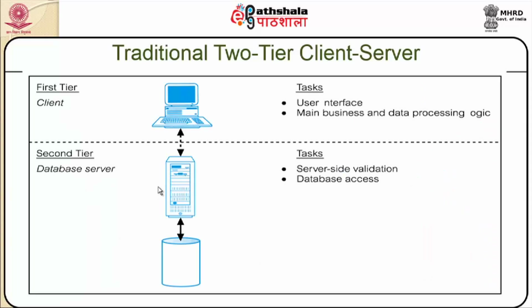So, this is a traditional two-tier client server system where the client resides in the first tier and the database resides in the second tier. The major tasks associated with the client include user interface, main business and data processing logic, whereas the tasks for the server include validation and database access.